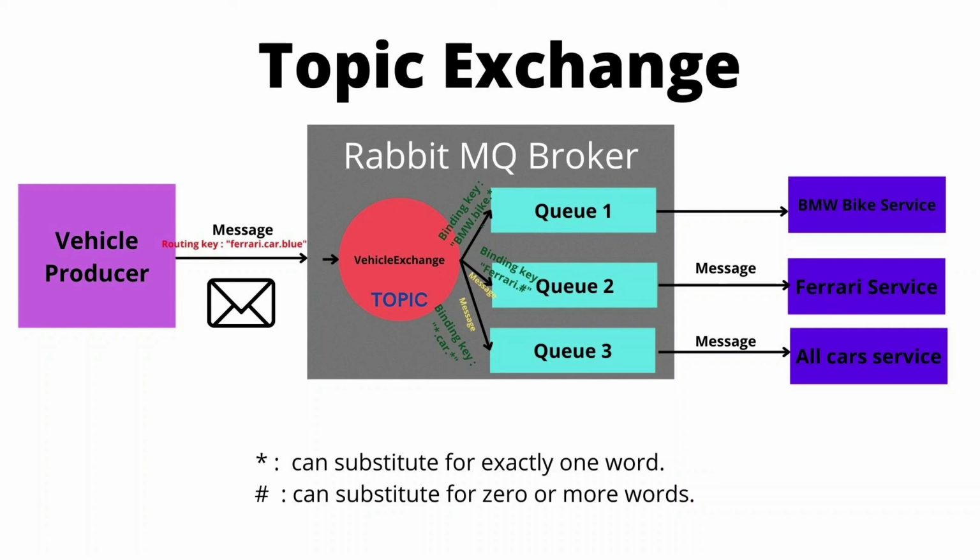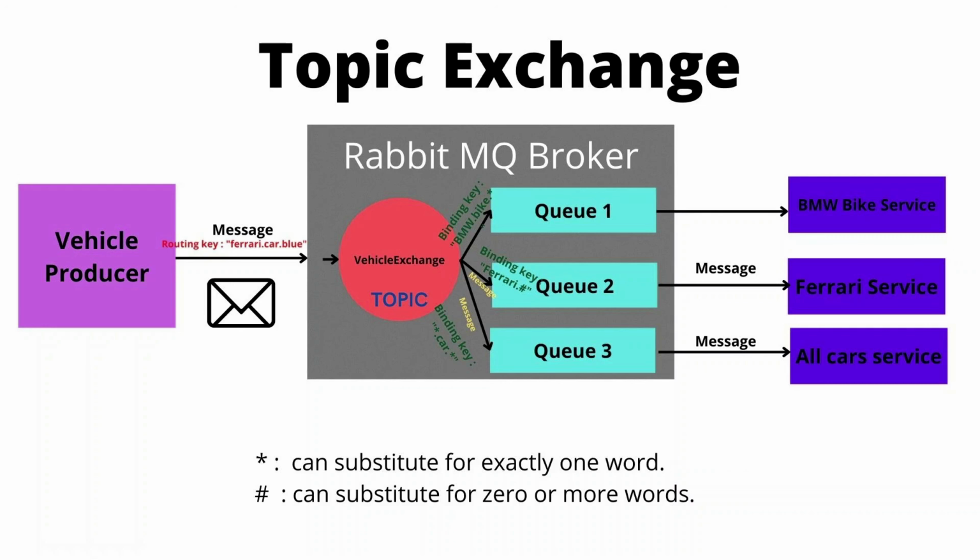In the second queue, also, by the way, I've made a small mistake in the binding key. Ferrari should be a small f, not a big F. If it was a bigger F, it wouldn't have matched it. The message wouldn't have been sent to Q2, as I have shown it here. So please keep it in mind. F here should be lowercase, or else it would not match and it would not route the message to Q2. So let's assume it is a small f.